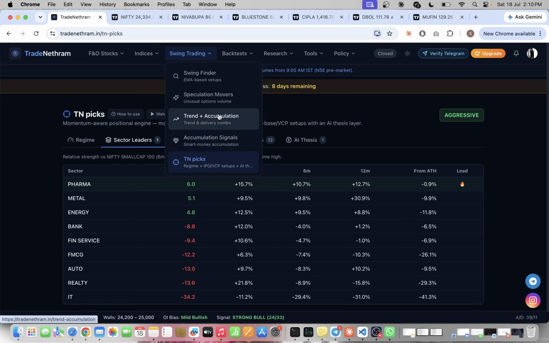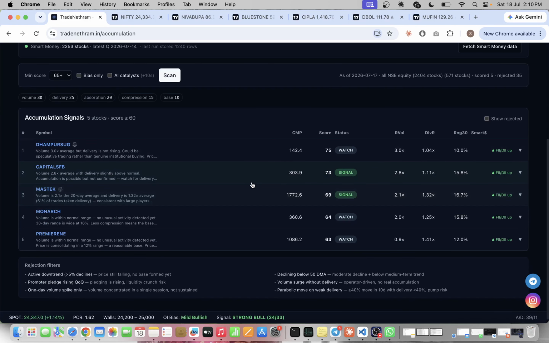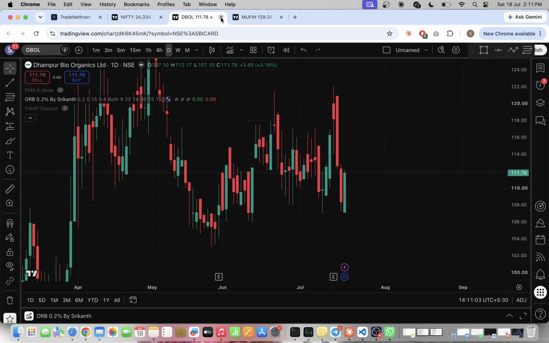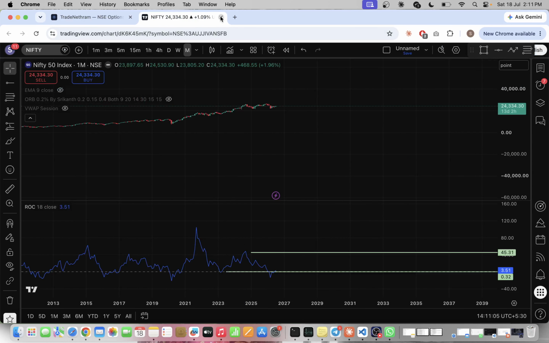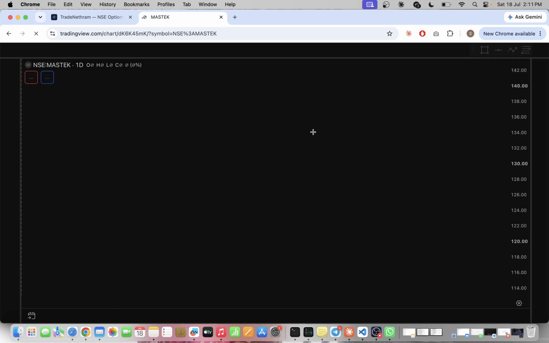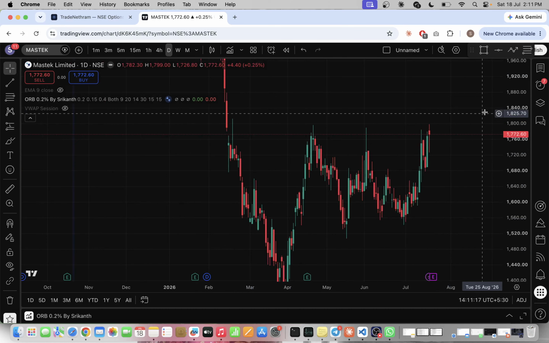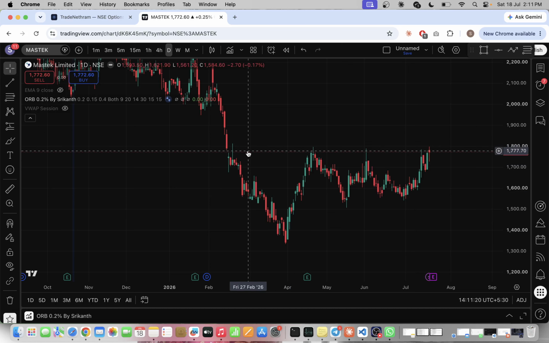Next thing is accumulation, guys. Accumulation plus trend plus accumulation. This is a very, very simple thing. Accumulation is nothing but a stock being accumulated by a lot of big players. This section, especially, will give you the information on which stock is going to give you a breakout. I'm on the daily time frame here. Everybody talks about a stock that has already given momentum or a breakout, but nobody talks about a stock which is going to give you a breakout.